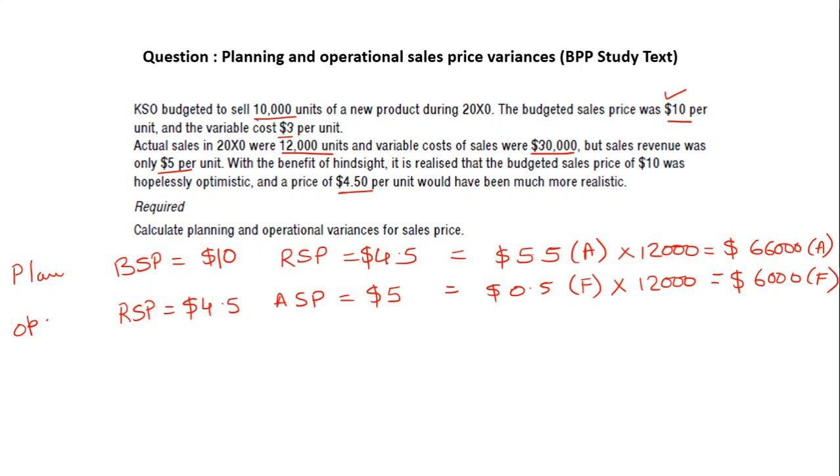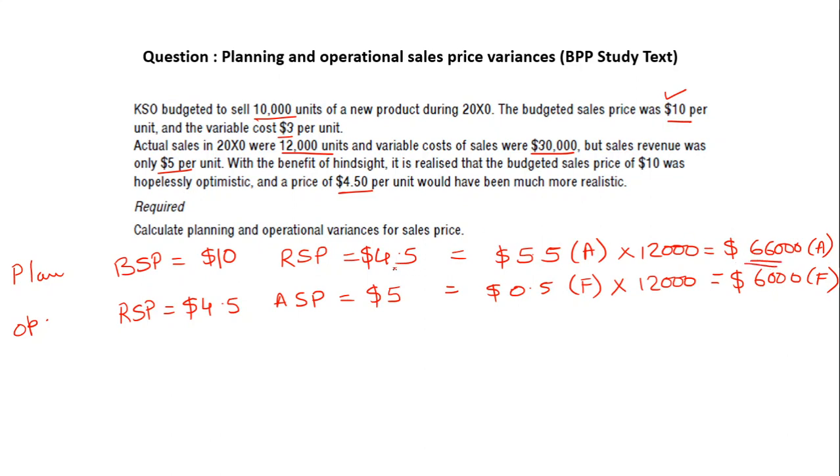What this means is, had you been able to stick to your original budget, you should have been able to sell 12,000 units for $10. But we sold it for how much? Only $5. So that difference is not your fault, because realistically, the market price is only 4.5. So this difference of 5.5 is not the management's fault, and hence we say the planning variance is $5.5 into 12,000 units, that is $66,000 adverse.